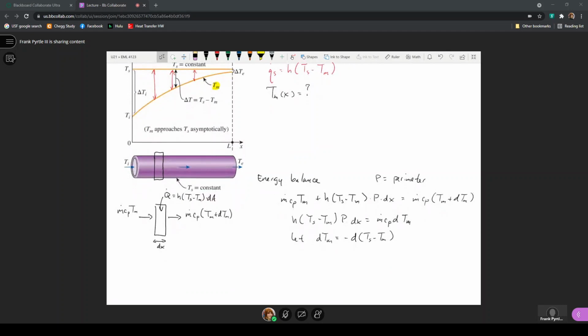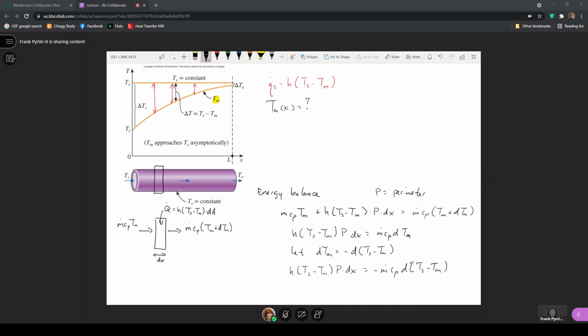If I make this substitution into the equation, this expression becomes H times Ts minus Tm times P times dx is equal to minus m dot C sub P d of Ts minus Tm. Now notice also that Ts minus Tm is this expression of the temperature difference that changes along the length, where that temperature difference is the difference between the surface temperature and the fluid temperature.